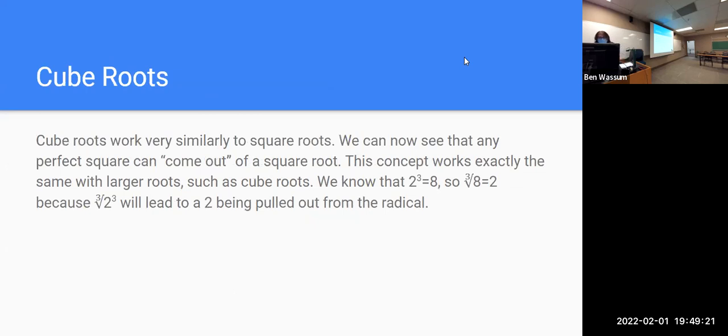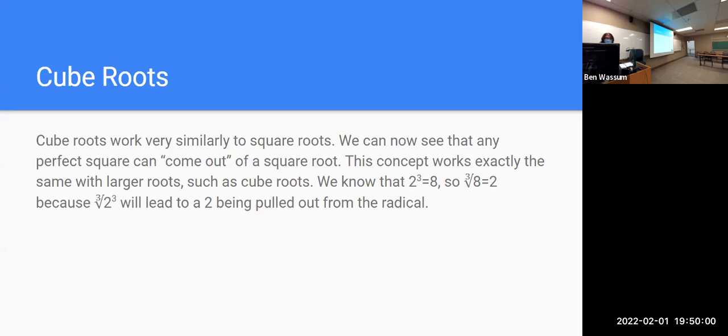So the exact same concept works with cube roots. And the way I like to do all these when I'm factoring them is factor trees, but I really didn't want to try to figure out a nice way of putting that on a slideshow. So you guys see most of that on the examples that we do. So cube roots work exactly the same concept as a square root. You can see that any perfect square comes out of a square root. The concept works exactly the same with larger roots, such as cube roots.